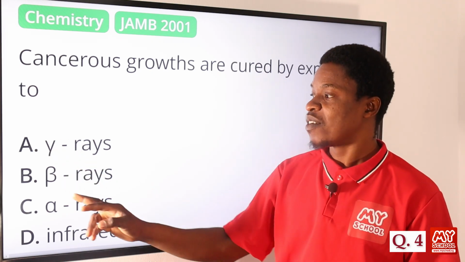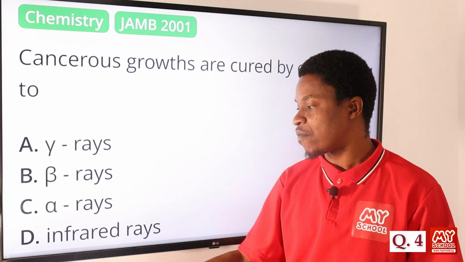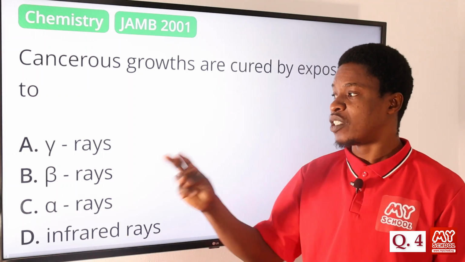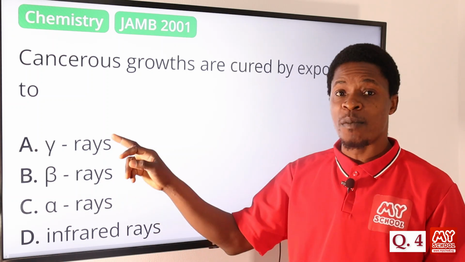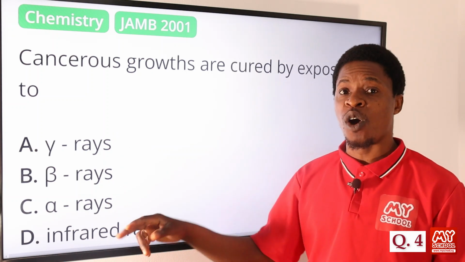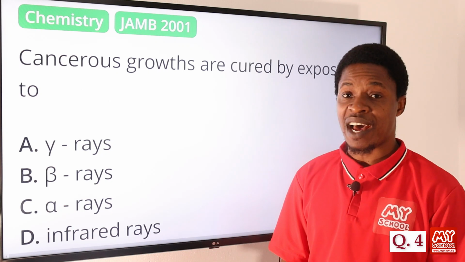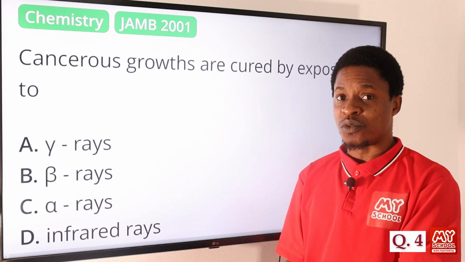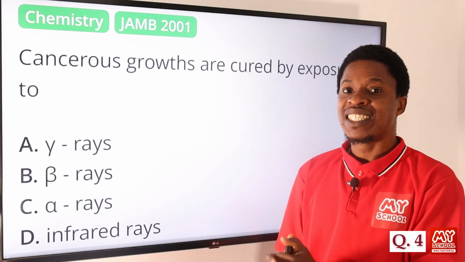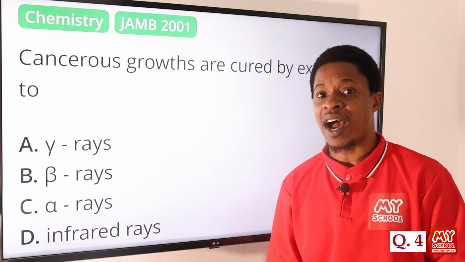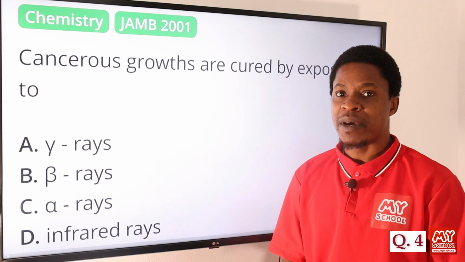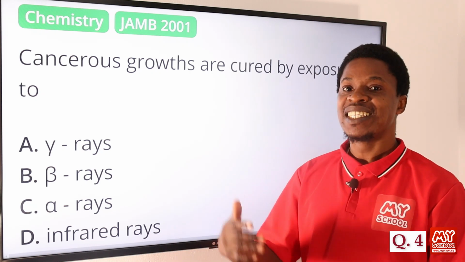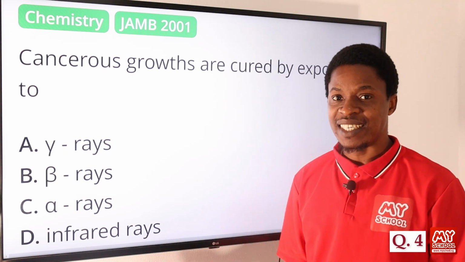We have cancerous growths are cured by exposure to what? We have gamma rays, beta rays, alpha rays, and infrared rays. Already we know that these are the most common or popular among all the different kinds of rays that we have. Usually, alpha particles have the highest ionizing power but the least penetrating power, followed by beta rays, then followed by the gamma rays.